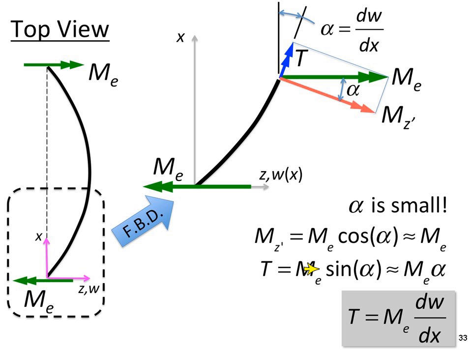Okay. And the sine alpha term, alpha is small, and so the sine of a small number is that number. And so we can approximate the torsion as the elastic moment times alpha. And again, from the top of the slide, we said that alpha up here is really the slope of our member, the lateral slope, which was dw dx. So that gives us the torsion.